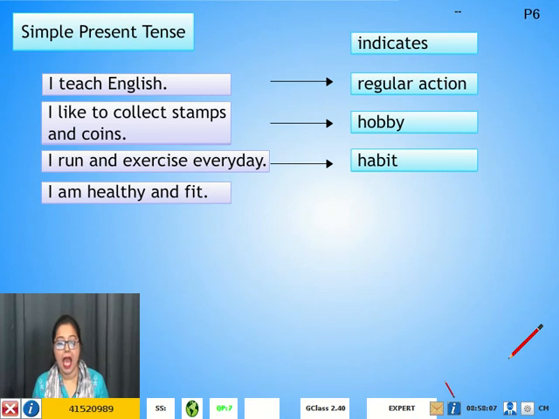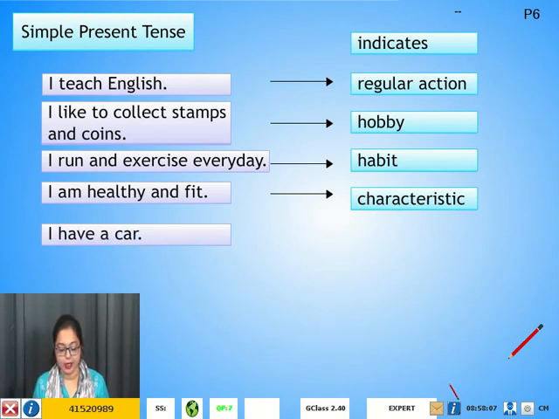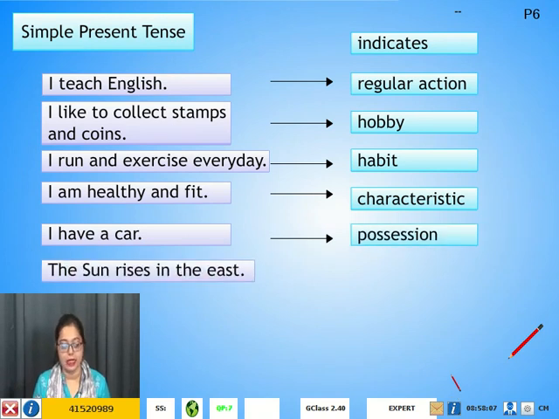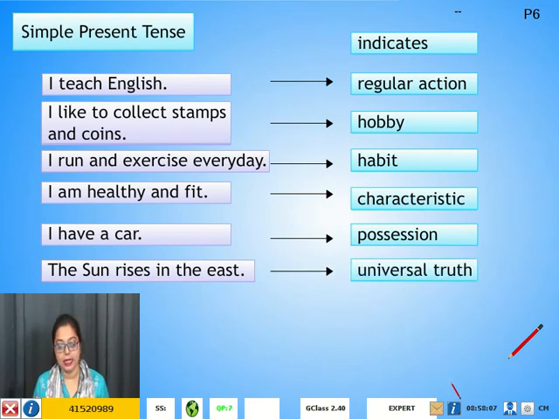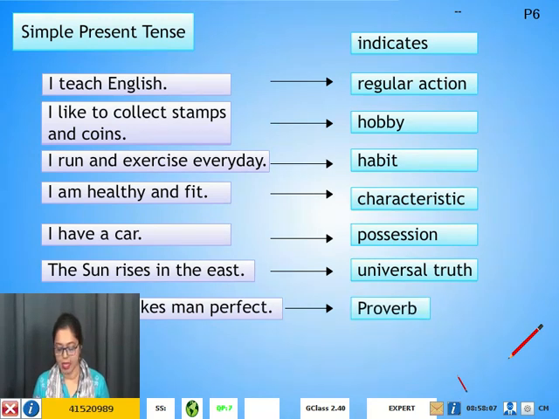Next you see, I am healthy and fit. What does it indicate? It indicates characteristics. Next you see, I have a car. Now what does it indicate? It indicates possession. Then the next sentence is, the sun rises in the east. What does it indicate? It indicates universal truth. Next you see, practice makes a man perfect. What does it indicate? It indicates a proverb.